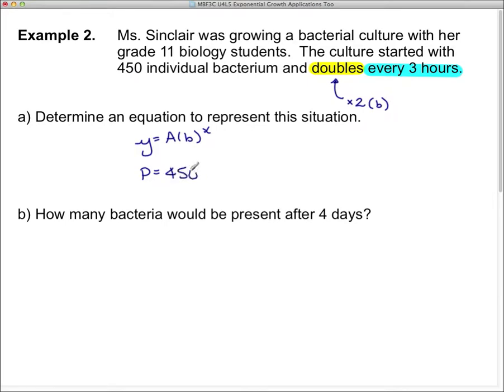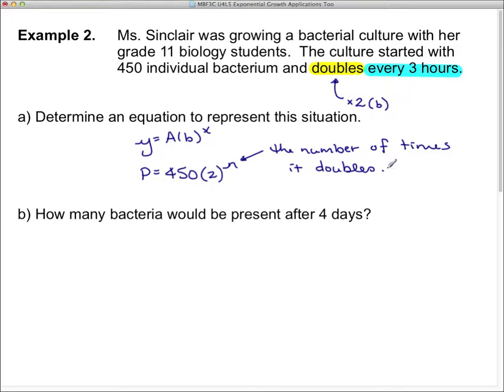And now we have to figure out what we're multiplying it by. Well, we already figured that out, times 2. So our base is 2. So we times it by 2 for 3 hours. And then we would times it by 2 again after another 3 hours. And then we would times it by 2 again after another 3 hours. We don't know how many times we're going to do that, so I'm going to let n be the number of doubling times, the number of times it doubles.